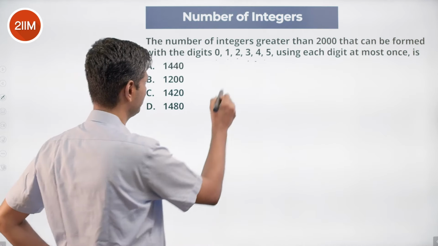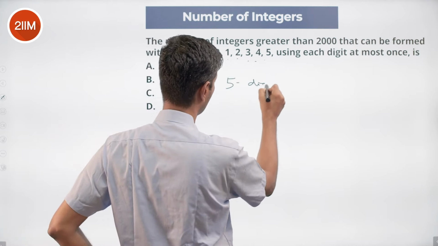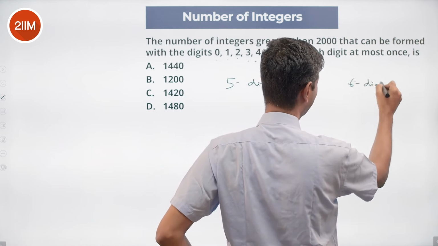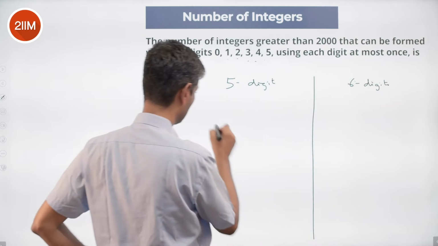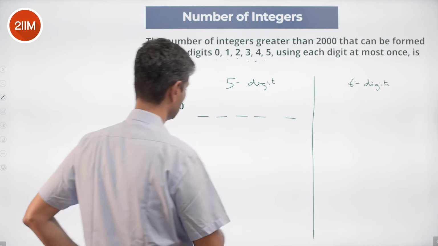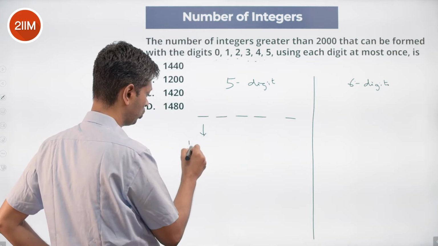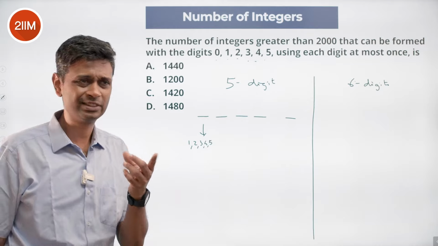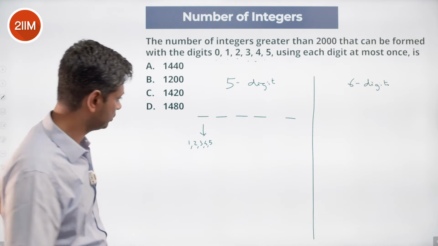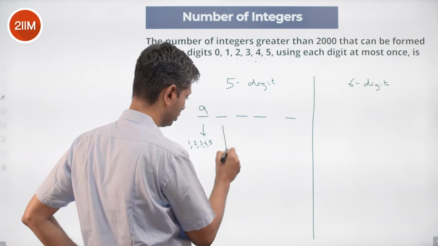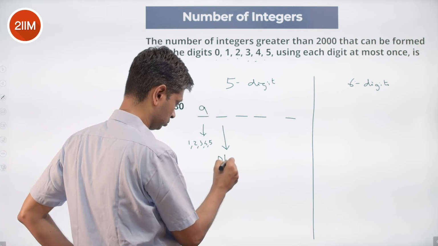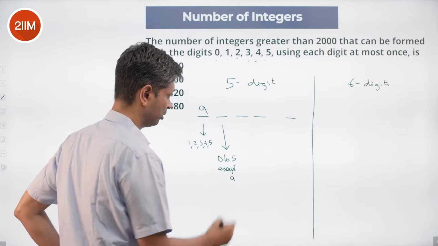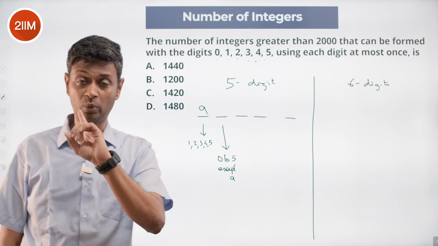I'm going to think about 5 digits. Then we'll think about 6 digits. Then we'll move on to 4 digits. This digit can be 1, 2, 3, 4, 5. This cannot be 0. The starting digit cannot be 0. Okay. Let's say this is A. This one, it can be 0, but it cannot be A. Why? Because each digit is used at most once. It cannot repeat.